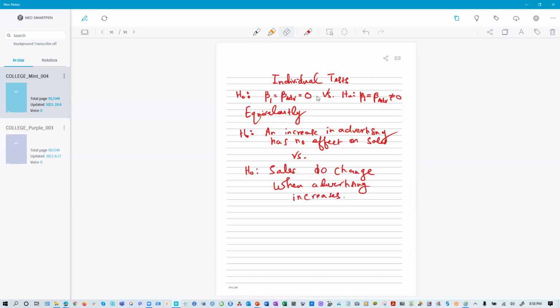Look at this. This one says advertising has no effect on sales, versus an increase of advertising has an effect on sales. That means sales do change when advertising increases. So in order to run this test, this one is called the claim. Somebody is going to say that advertising is not going to affect sales. Then to check this, we collect data and run the test. What kind of test are you going to run? A two-tailed test. Two tails.